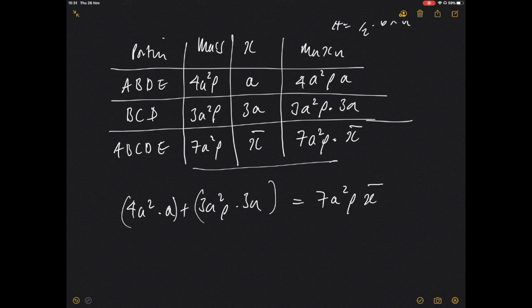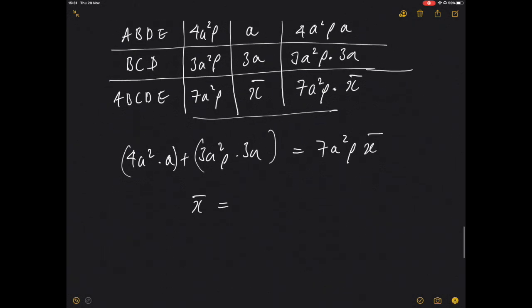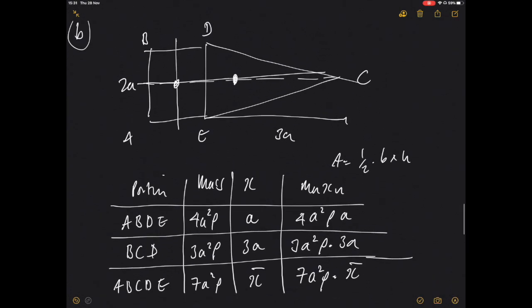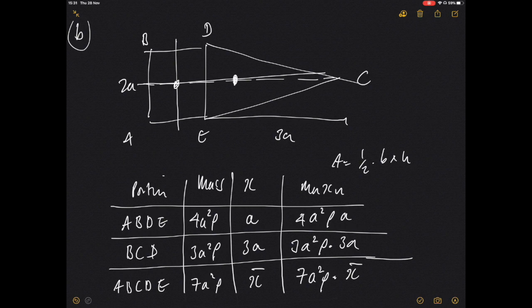If we were then to put that into our calculator, we would find that x bar is equal to 13a over 7, and this gives us the distance of our x bar, which would be our centre of mass. So do be careful, and if you do see some lines of symmetry, you can probably simplify your calculation quite a bit. So that was just centre of masses. Next, we're going to look at how we do some acceleration and how we move forward with that.